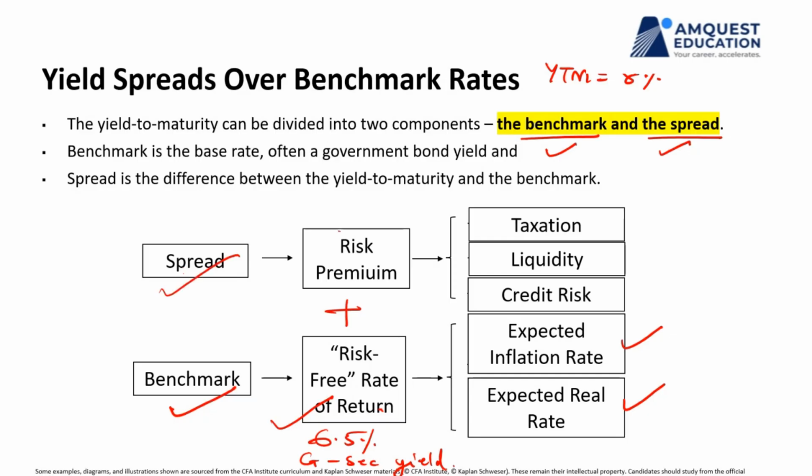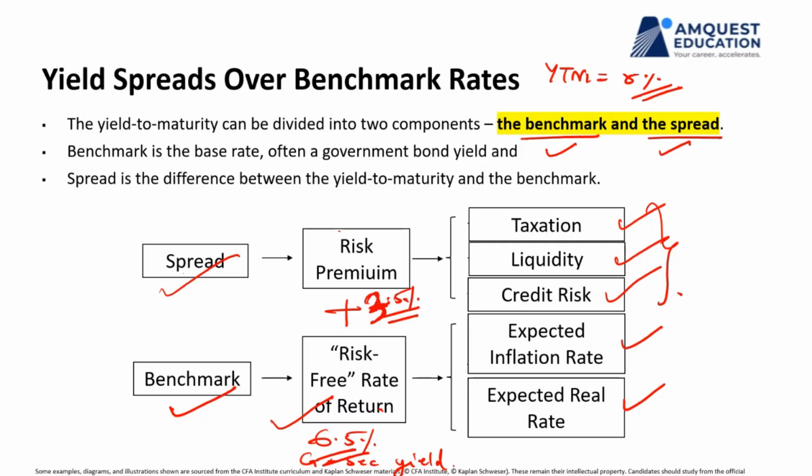What is the risk? If I'm going to give this bond or sell this bond as a company, as a corporate, there is a taxation risk, liquidity risk, credit risk, and there are so many other risks, operational risk. So 6.5 plus 1.5%, let's say, gives me a YTM of 8%. If the risk is more, this could be 2.5%. If the risk is even more, 3.5%, this could go anywhere. It all depends what is the risk profile of the business. Higher the risk, higher will be the spread.